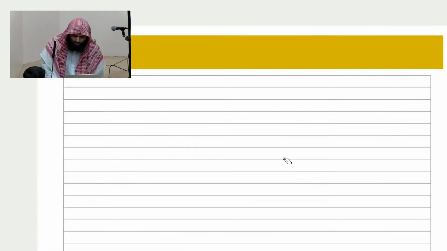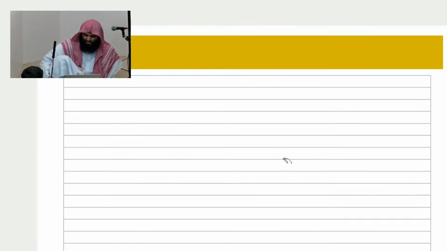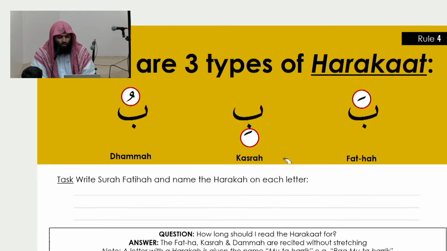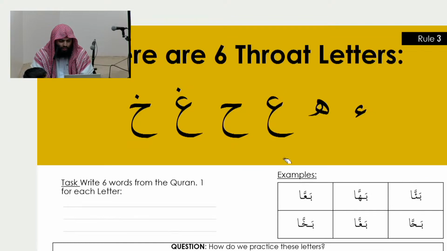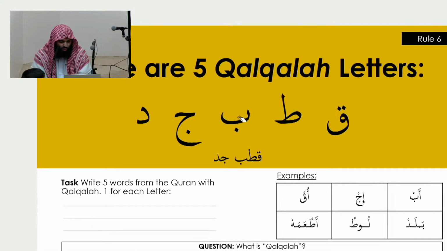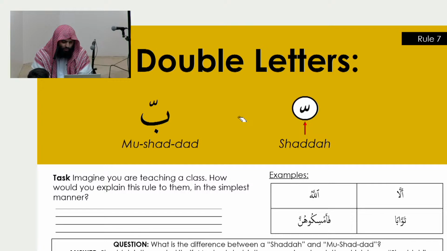So to quickly recap these rules, from the beginning. We took that the three harakat, vowel signs, are known as what? Fatha, kasrah, and dhamma. What's the letter with no vowel? This is known as a sukoon. The qalqala letters are 5 in the word qutbu jadin.